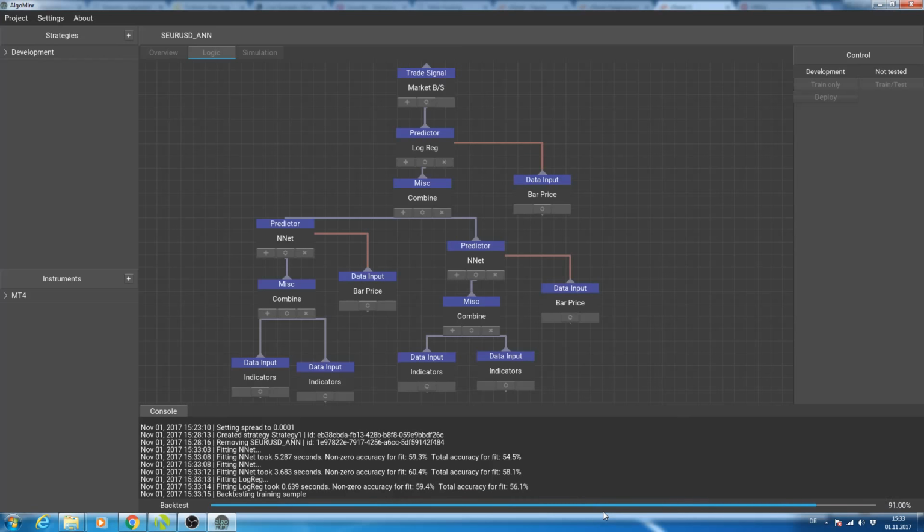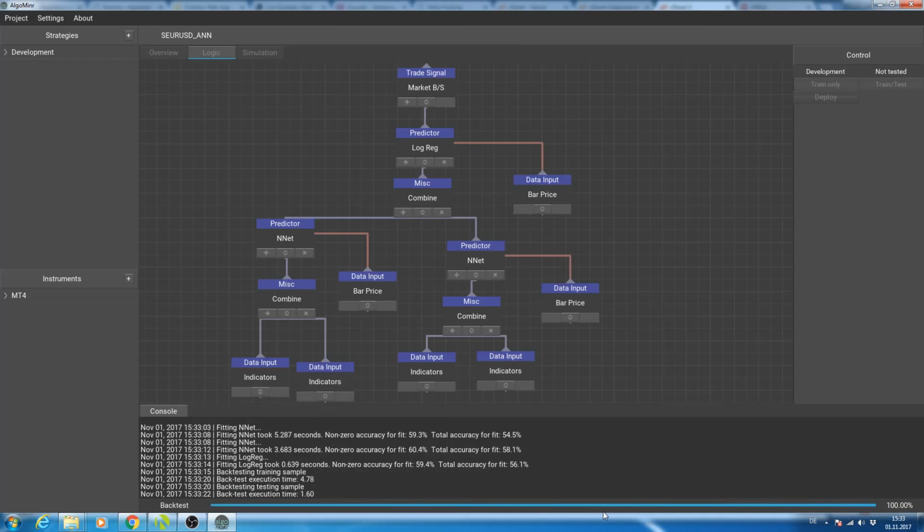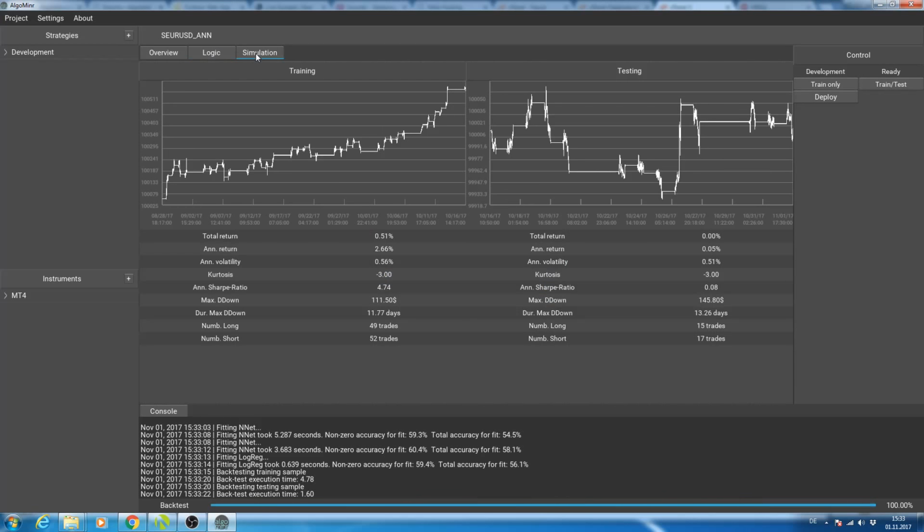And finally it's going to run the backtests on the full data sample, and we can switch to the simulation tab to see how well it performs. So here in the training window, of course, it performs quite well, because it trains on exactly this data. But we can see that it doesn't work as well in the testing window. We have a slightly positive return, including transaction costs actually, but it's not that amazing.